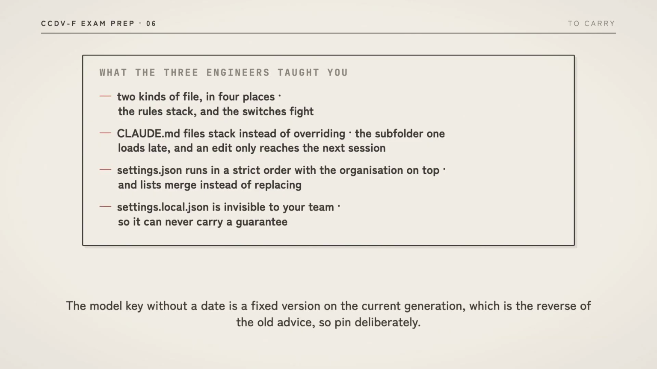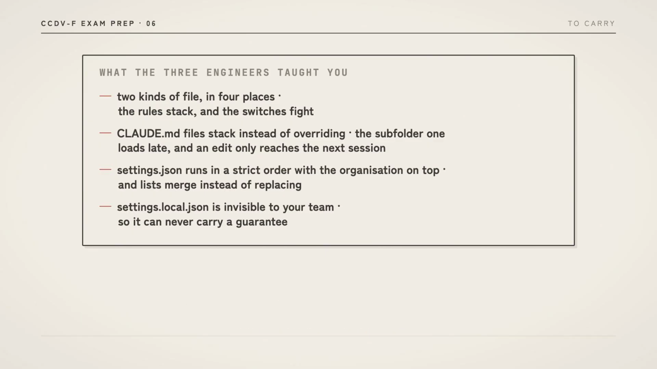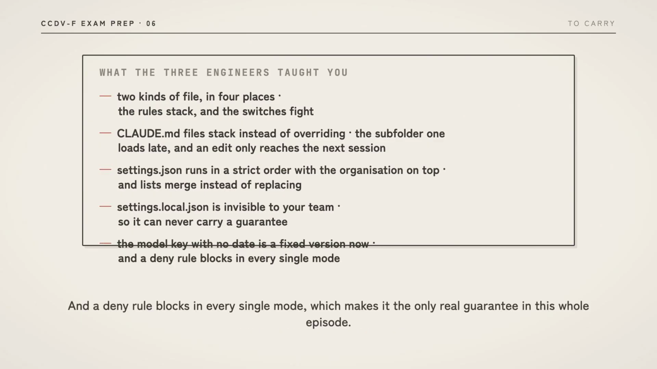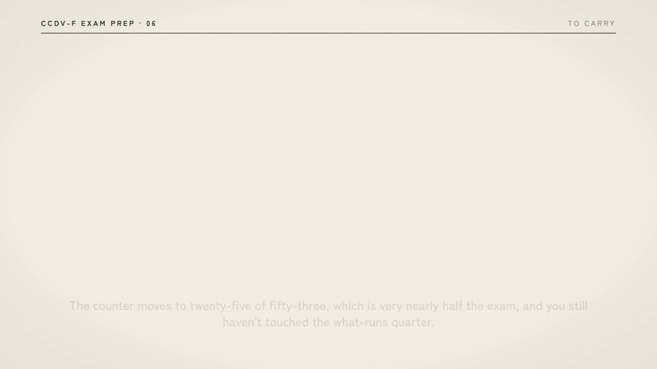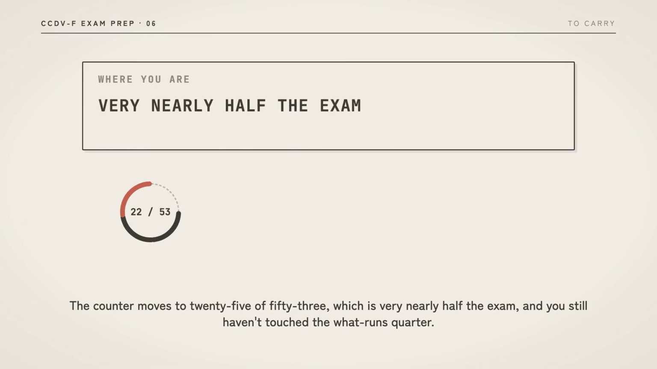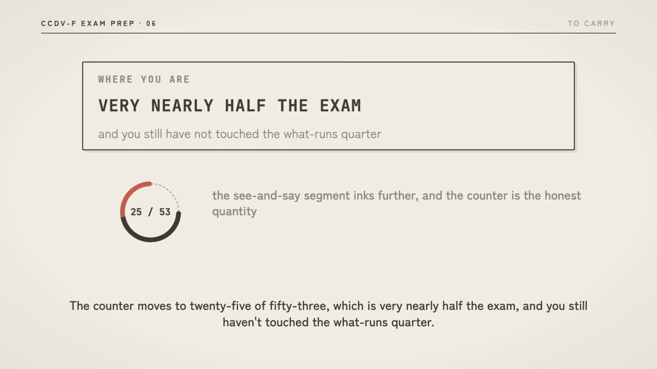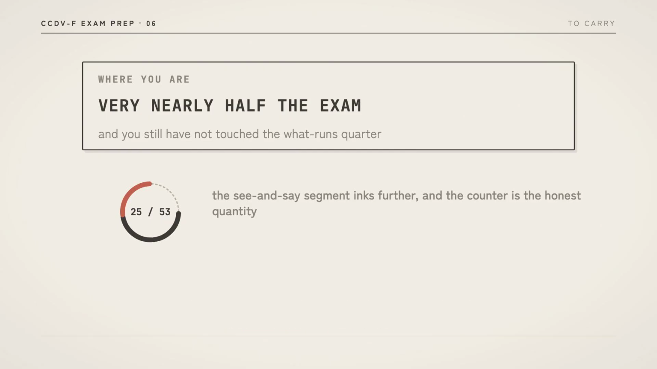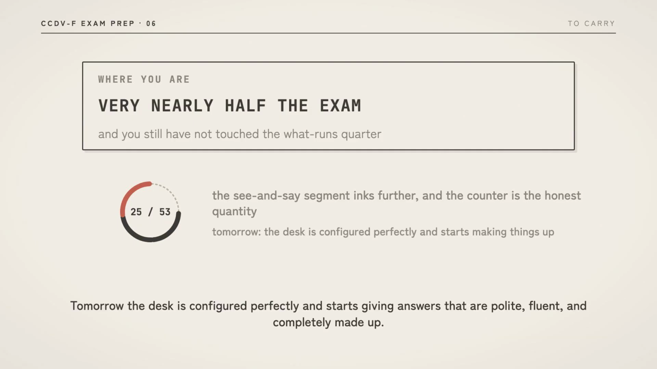The model key without a date is a fixed version on the current generation, which is the reverse of the old advice, so pin deliberately. And a deny rule blocks in every single mode, which makes it the only real guarantee in this whole episode. The counter moves to 25 of 53, which is very nearly half the exam, and you still haven't touched the what runs quarter. Tomorrow the desk is configured perfectly and starts giving answers that are polite, fluent, and completely made up.